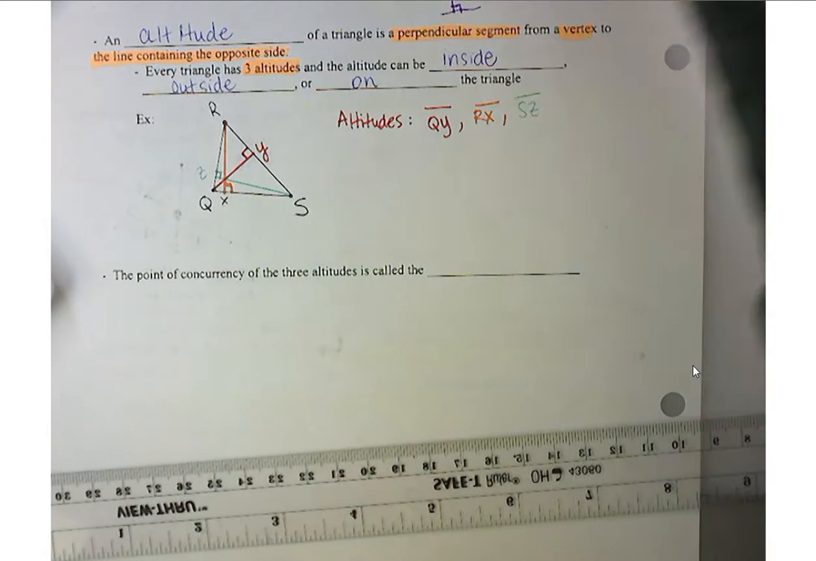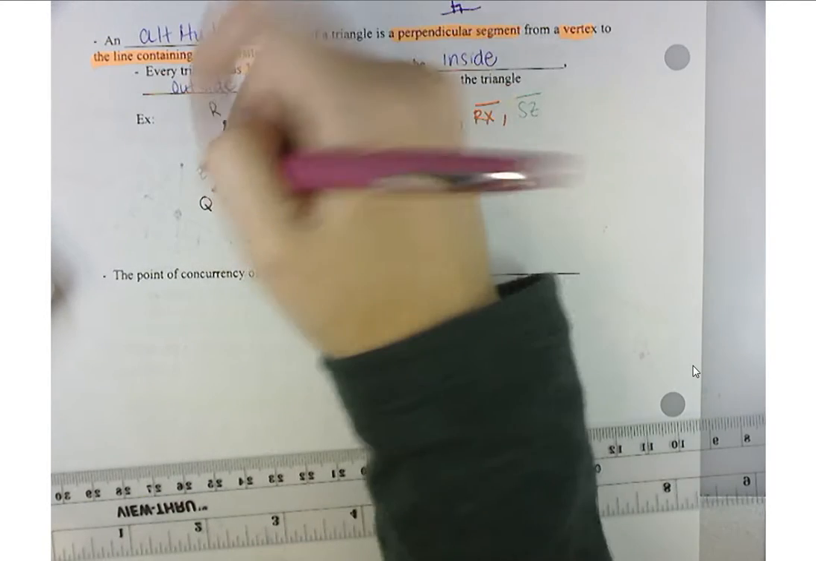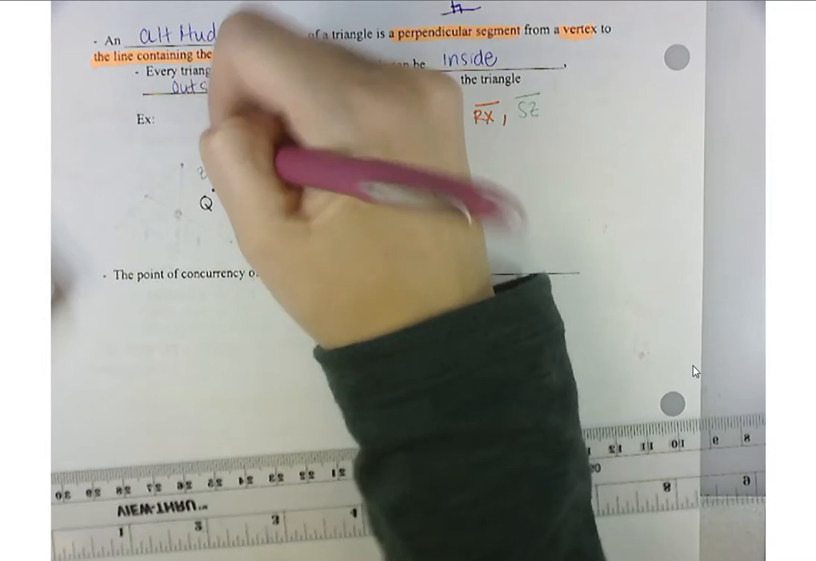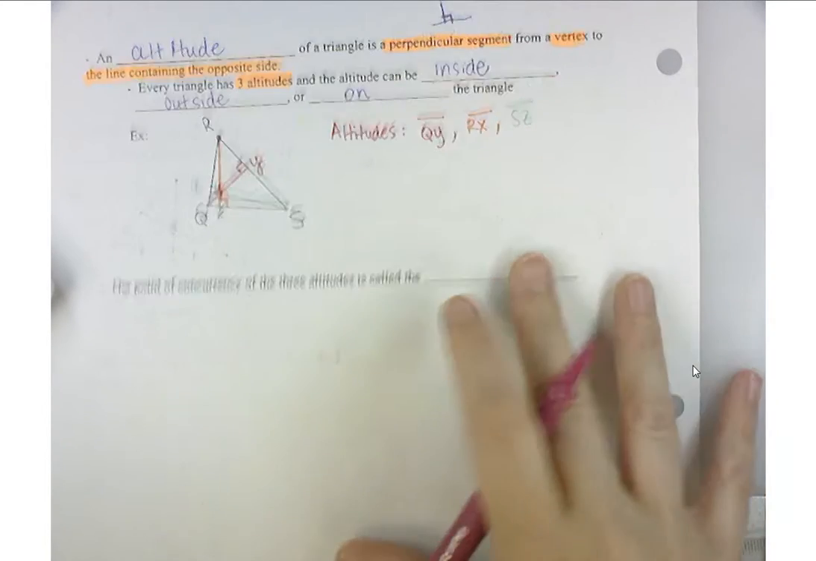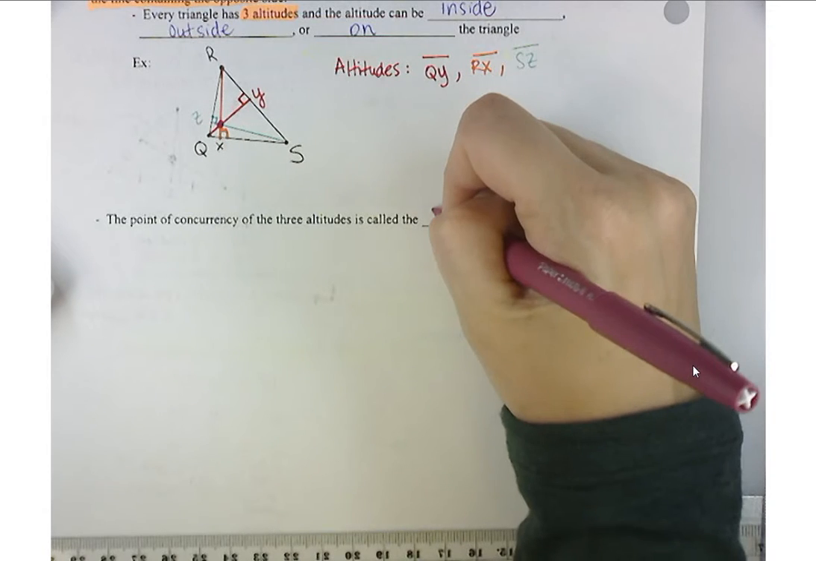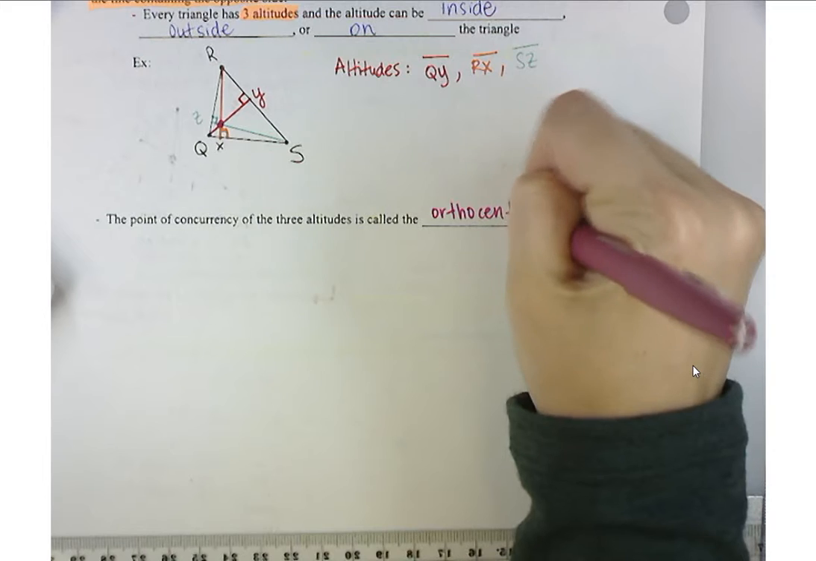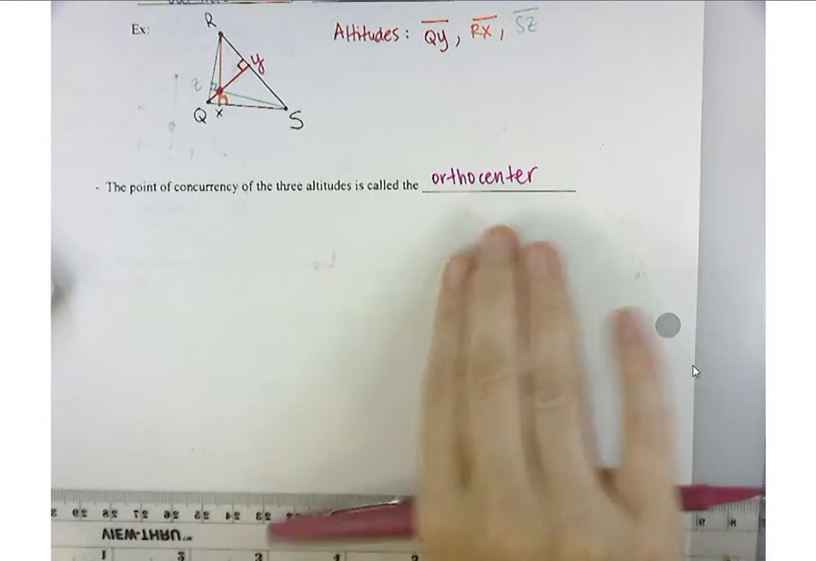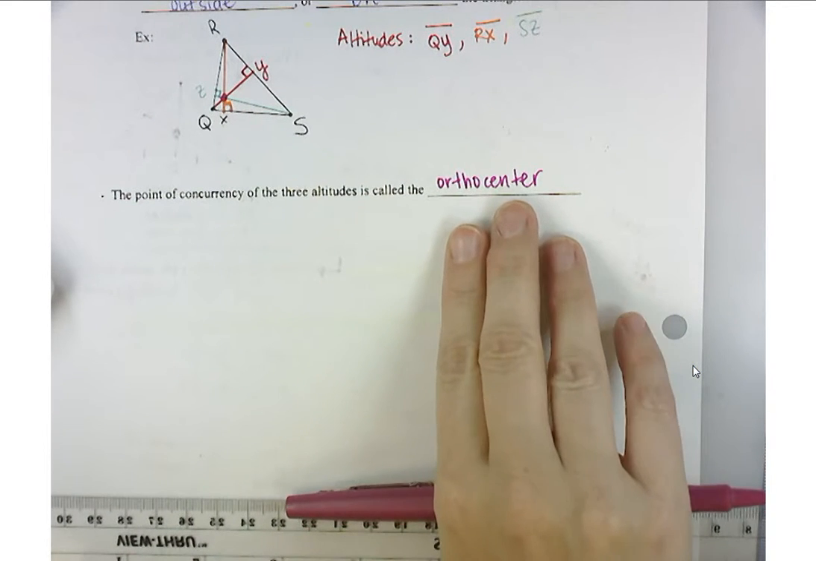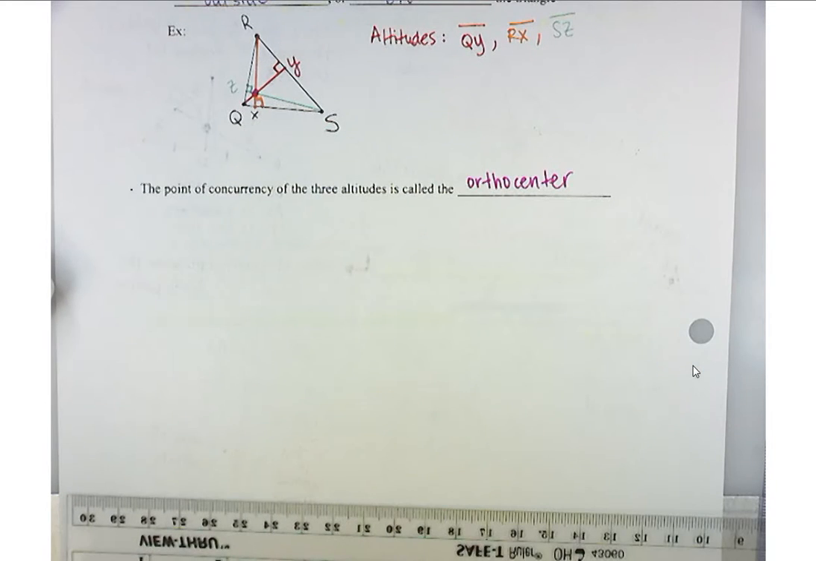Okay, now for altitudes, we have something different. The altoid? No, unfortunately not. Okay, so the point of concurrency of the 3 altitudes is called the orthocenter. Yep, it's called the orthocenter. And that is for the altitudes.